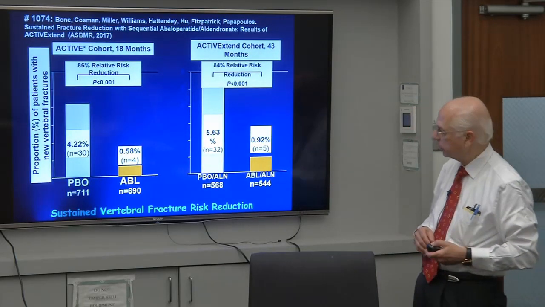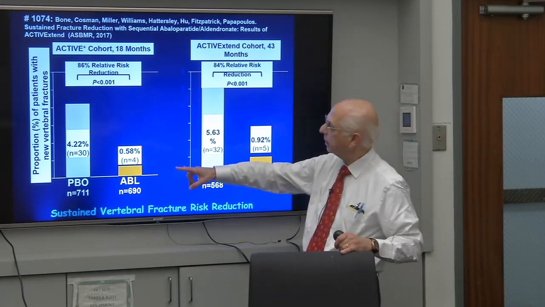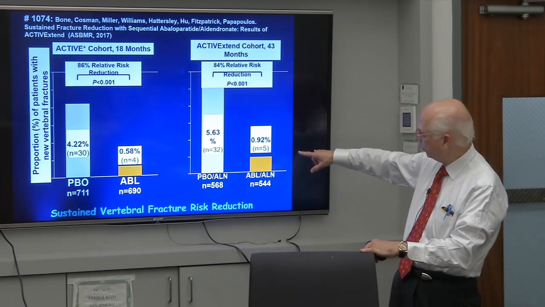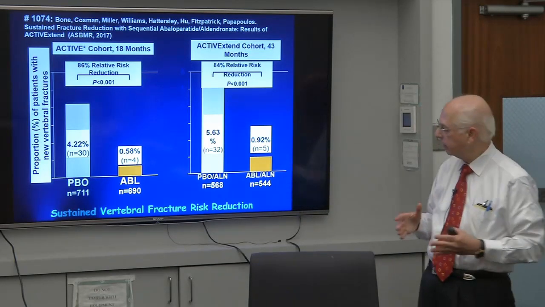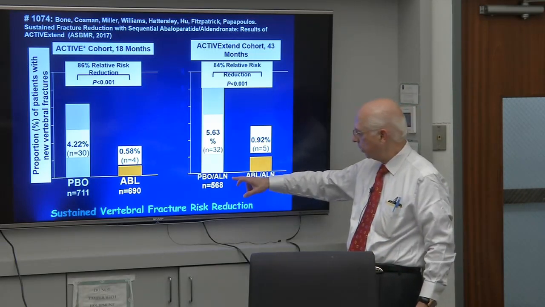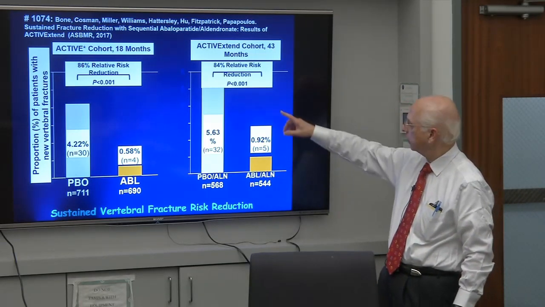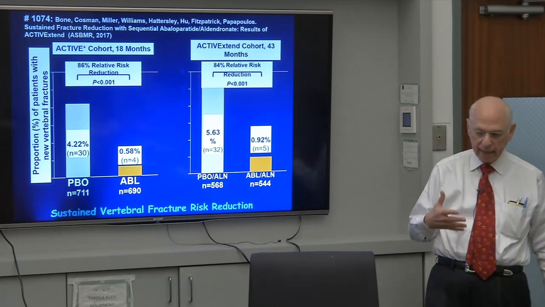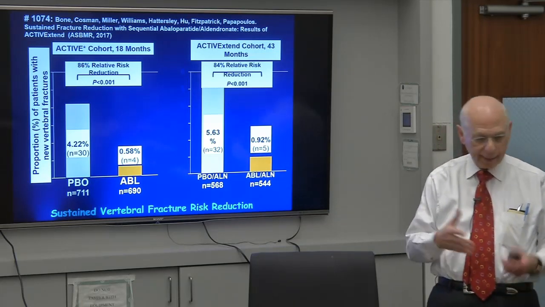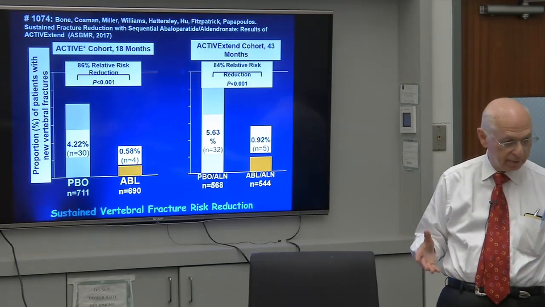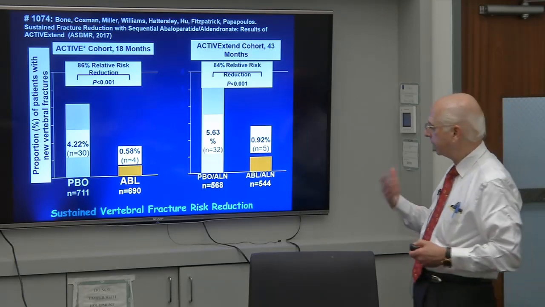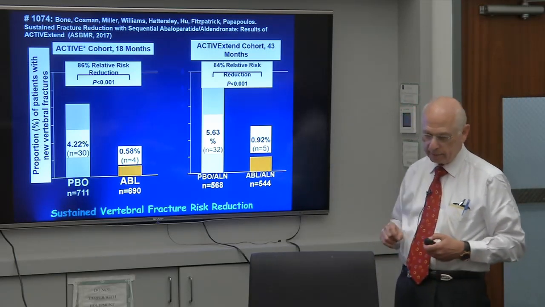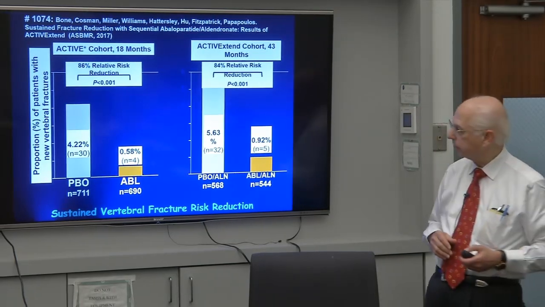So here are the data. This is now the 18 months data with regard to vertebral fractures. And now this is the extension of 24 months of alendronate. So the placebo group going to alendronate versus the abalo group going to alendronate, you still see that huge difference between the group that got abaloparatide initially, despite the fact that the placebo arm got 2 years of alendronate. Nevertheless, there's this lingering continued effect of abaloparatide that seems to continue to make a difference between the 2 arms.